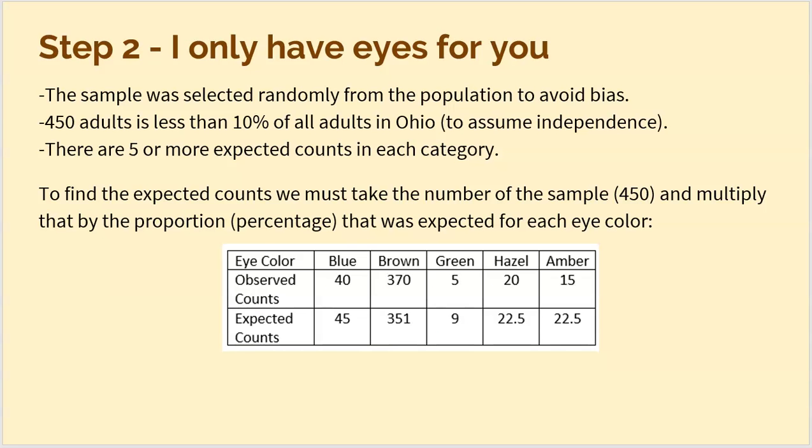All right, so first let's run through the conditions for our eye color problem. The sample of 450 people was selected randomly from the population of people in Ohio to avoid bias. 450 adults is certainly less than 10% of all adults in Ohio to assume independence.